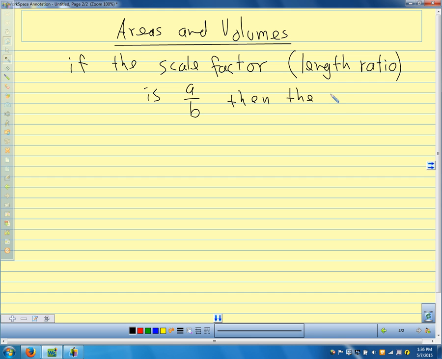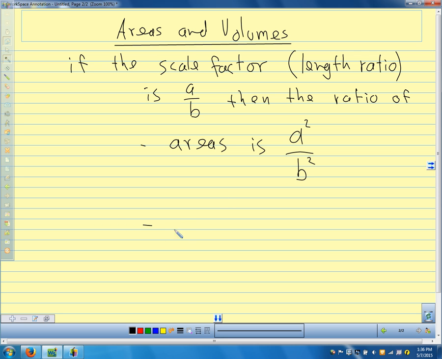then the ratio of areas is, and we did this in the last chapter. What do we do to the ratio of the scale factor to get the ratio of the areas? What are the units for length versus the units for area? Meters and meters squared. We square it. It is A squared over B squared. We square the length ratio to get the area ratio. We did this in the last section.